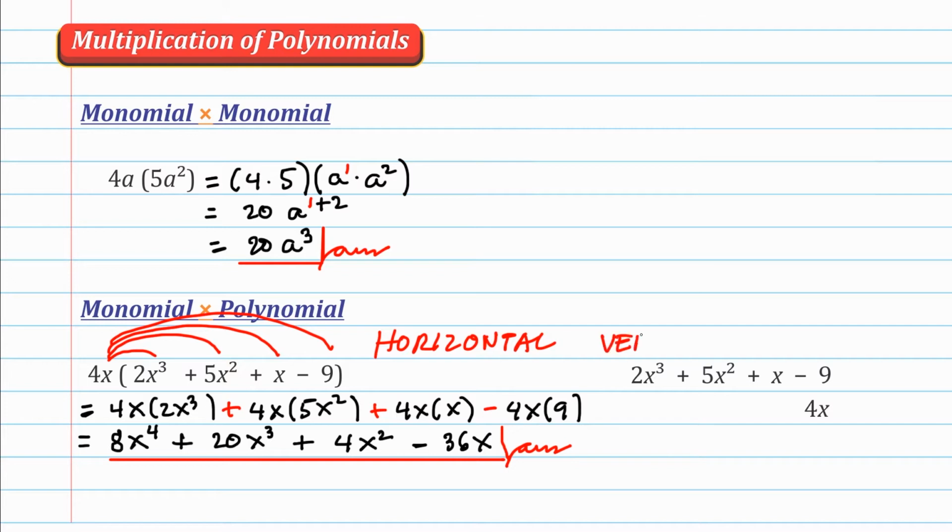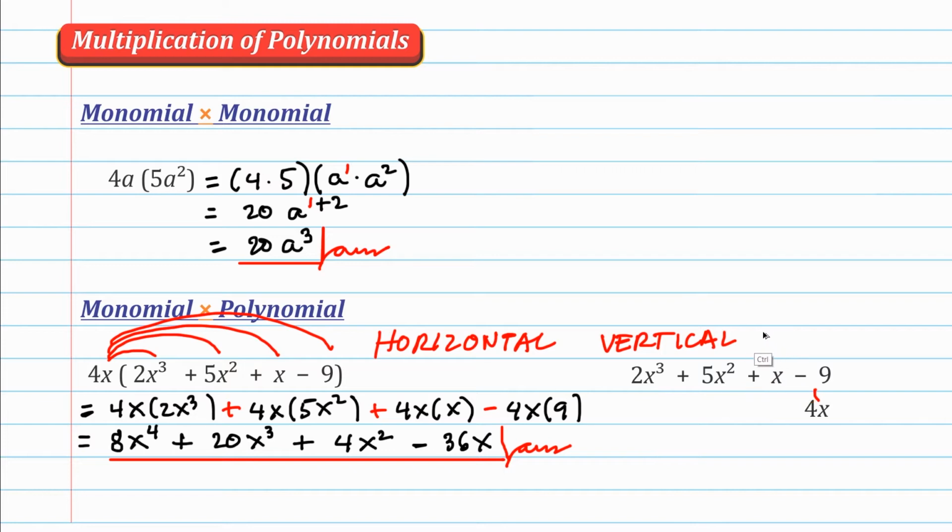But don't worry, it's still based on distribution. So let me copy this same trinomial here, and then this monomial. Now, what you want to do is distribute it vertically. Meaning you multiply this first, followed by this one, and then that one, and then finally this one.